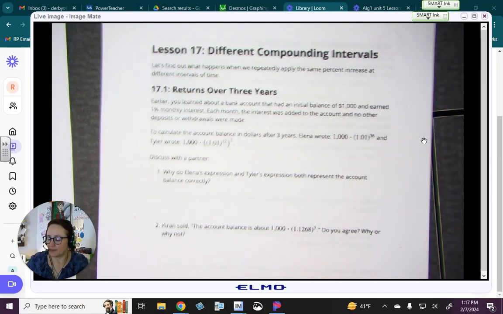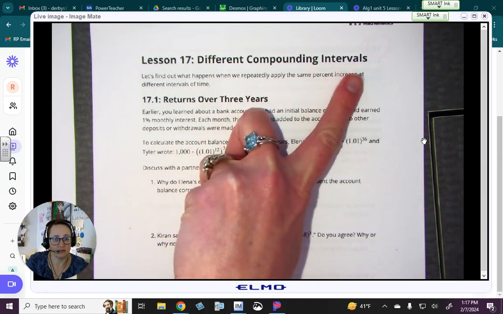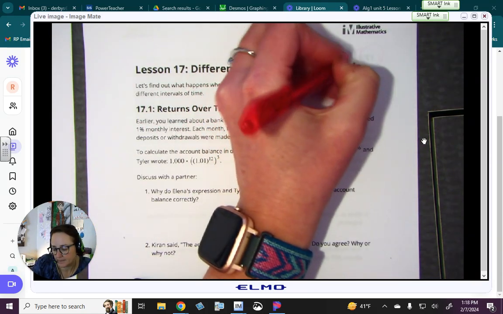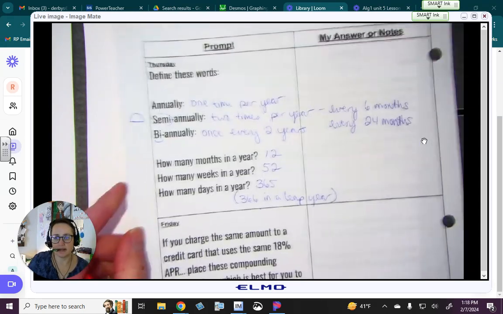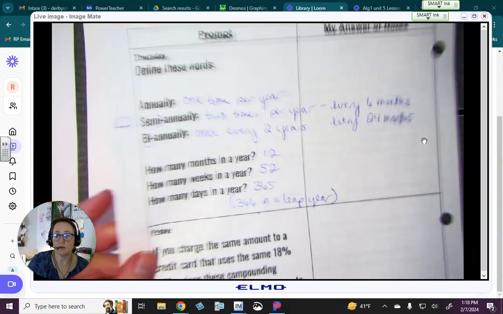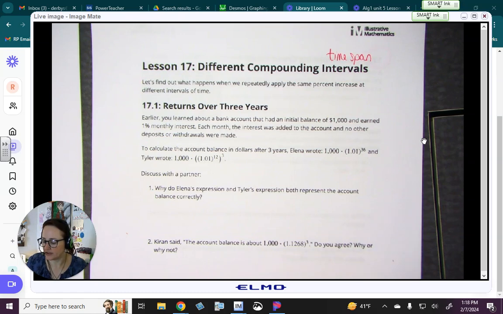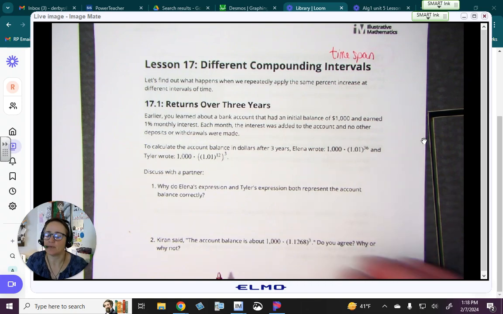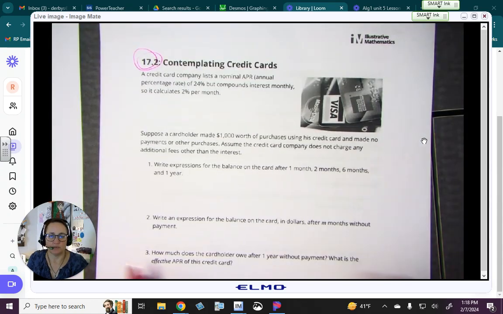All right. So it matters as we compound interest how frequently we do it. Interval just means how much time. It's a time span. And you may remember in our warm up, we started talking about things like annual and semi annual and biannual, monthly, weekly, or daily. So in lesson 17, we're going to start looking at what happens when they don't wait until the end of the year, but they start compounding interest every month. Let's look at 17.2.